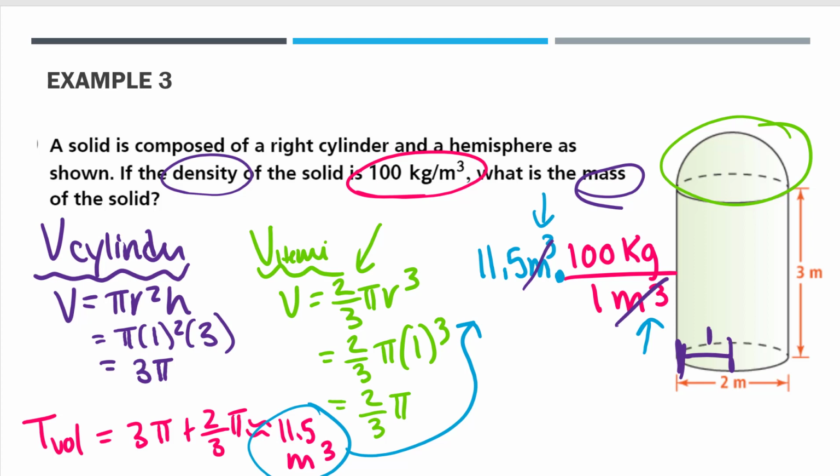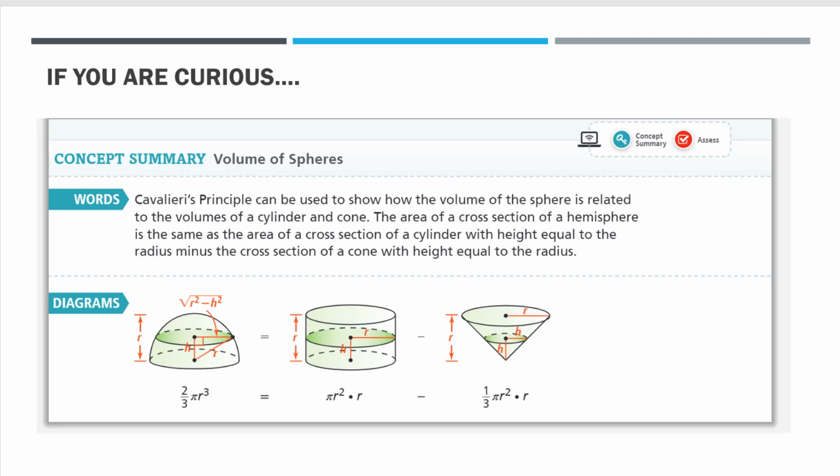So what I'm left with is 11.5 multiplied by 100, and that's going to give me 1,150, and my units now are kilograms. This last slide is just if you're curious about relationships between some of the different volumes that we have talked about in this chapter. You don't need to understand this breakdown entirely, but I just thought it may be interesting for you to kind of tie everything together.